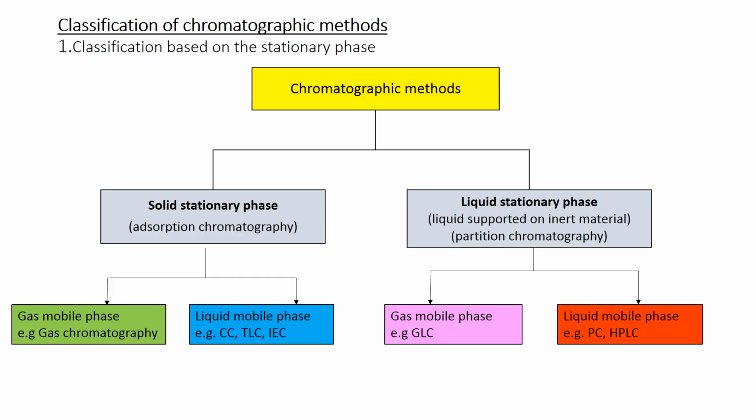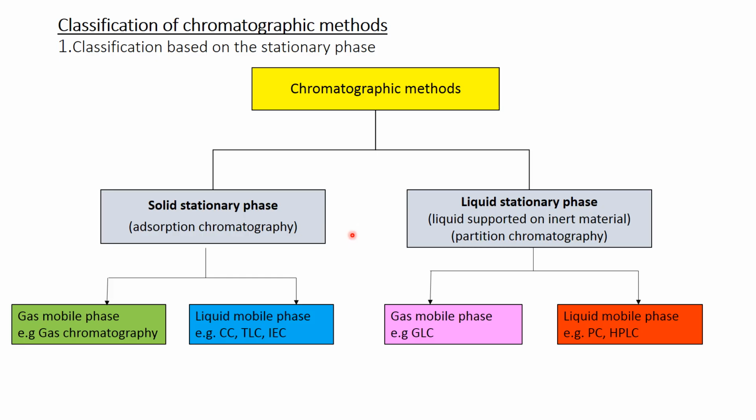Now let us see the next part of the video, that is classification of chromatographic methods. There are different ways in which one can classify these methods. First one is based on the stationary phase that is used. Number 2, based on the mobile phase that is used. And number 3, based on the physical factor that is responsible for separation.